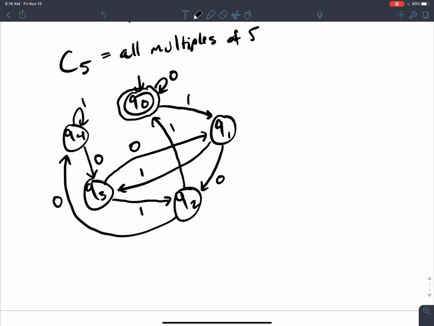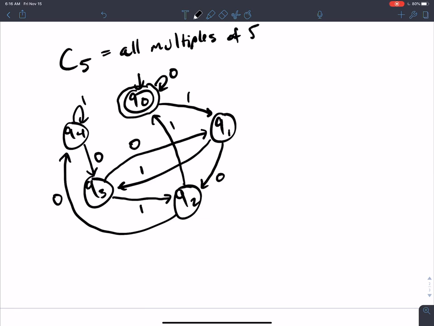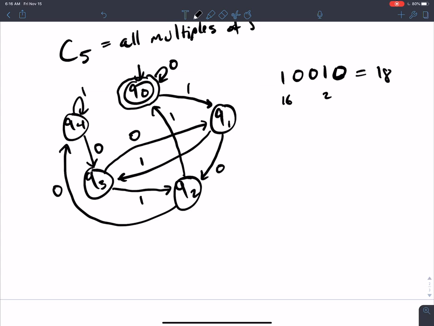So let's actually just check to be sure. Let's do 1, 0, 0, 1, 0. So what is this number? This is the 2's place, 4's, 8, 16. So this is 18 in binary. So this should land us at Q3 because 5 goes into 15, and so 18 has a remainder of 3.